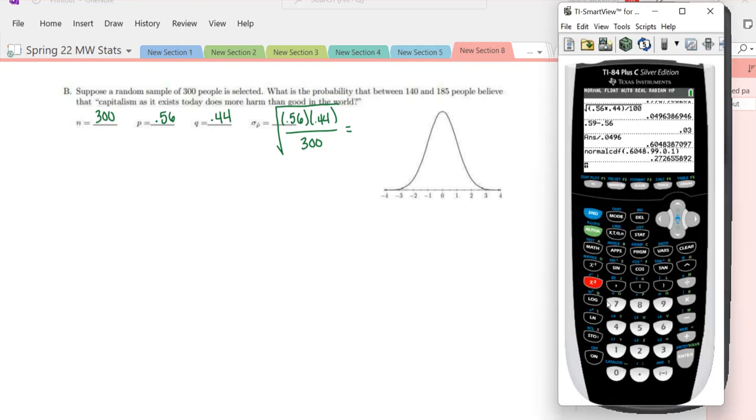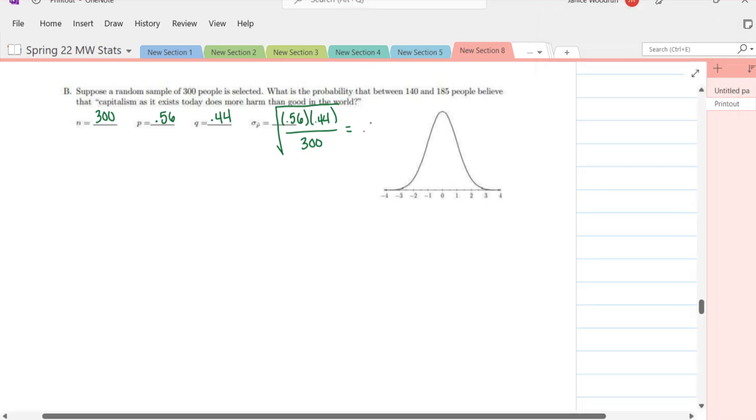So square root, parentheses, 0.56 times 0.44, closed, divided by 300. We're going to get 0.0287. Okay, so we have all of that.